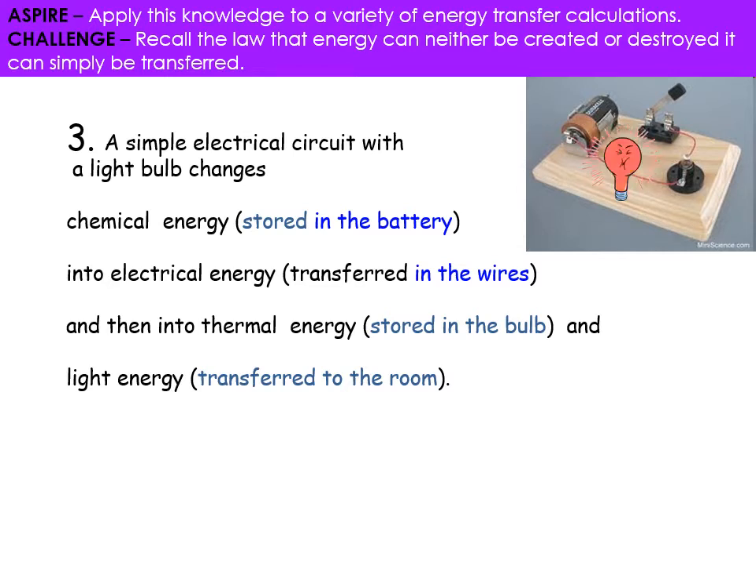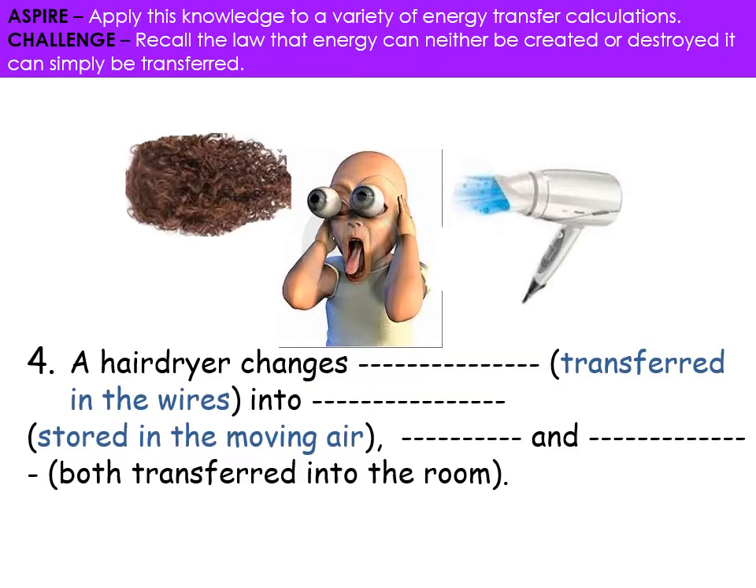Okay, let's go with number 4, a hairdryer changes something energy, which is transferred in the wires. Again, we should be pretty good at that one, into some other energy stored in the moving air. Something else and something else both transferred into the room. I think the image gives you an idea. Think about what a hairdryer does. I'll give you around 15 seconds.